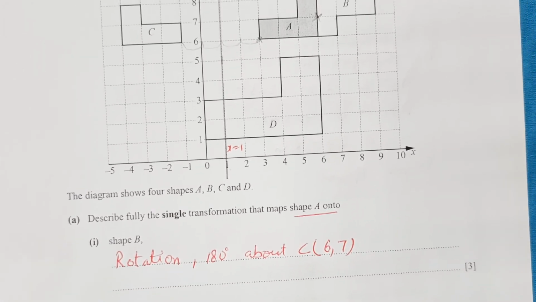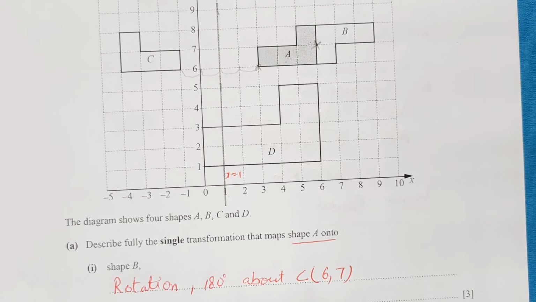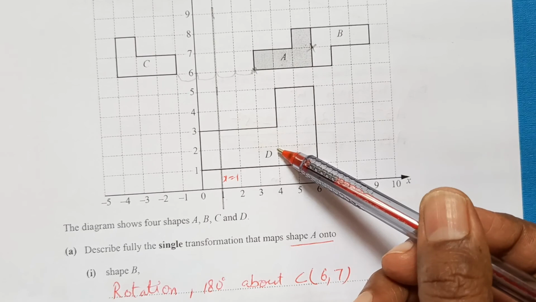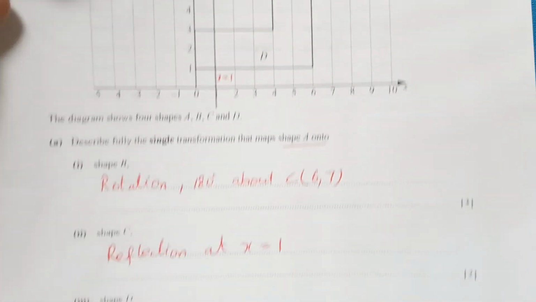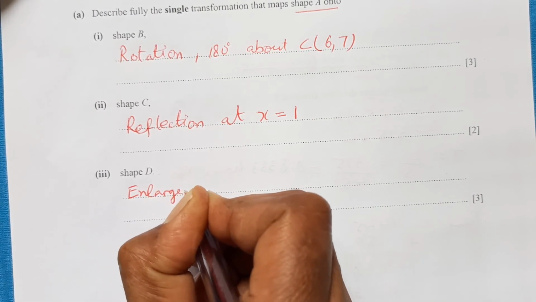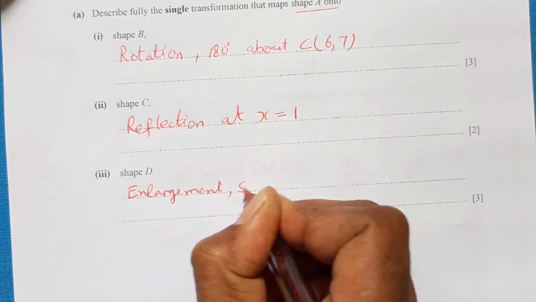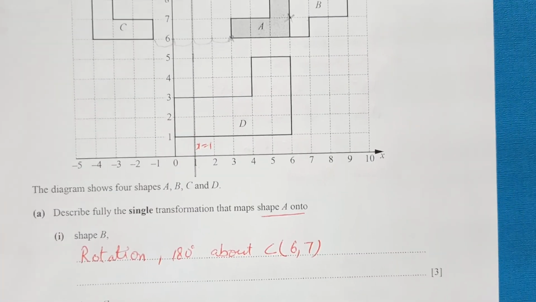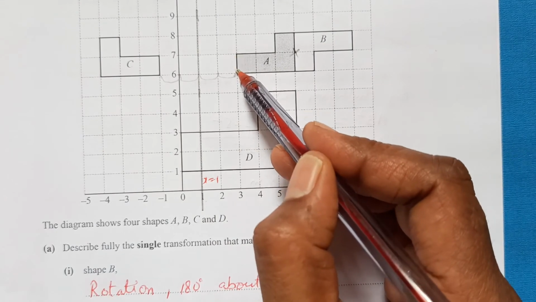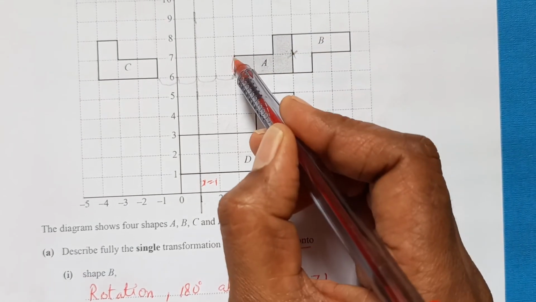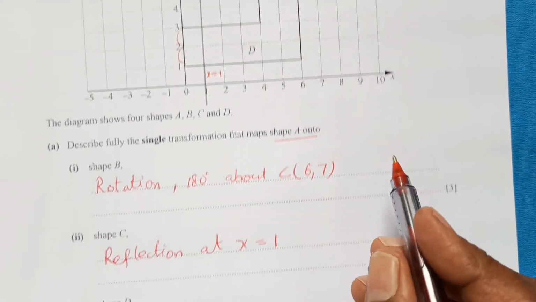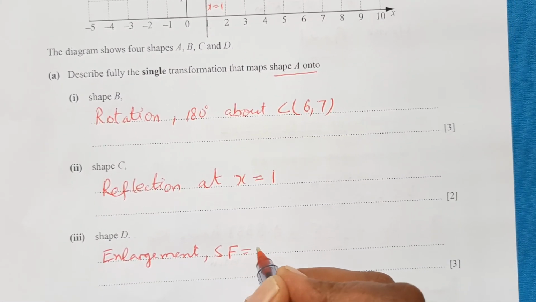If you see A and D, this is enlargement. It's very clear. So first we are going to write down the enlargement. Whenever you have enlargement, you need to have a scale factor. So now let's see the scale factor. Here this is 1 unit, 1 square, and here you have 2 squares. So it is enlarged by 2 squares. So scale factor is 2.